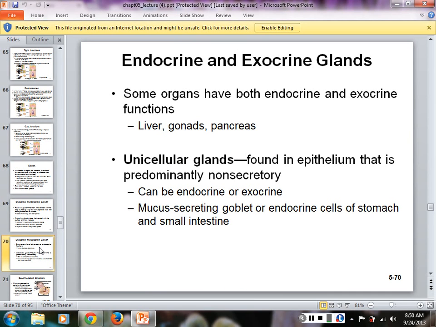Like I stated, some have both endocrine and exocrine functions, like your pancreas. Your pancreas, of course, is an exocrine gland because it secretes what? Pancreatic juices. It's also what? An endocrine gland because it releases what? Hormones directly into your bloodstream.